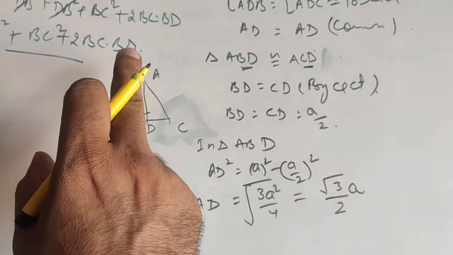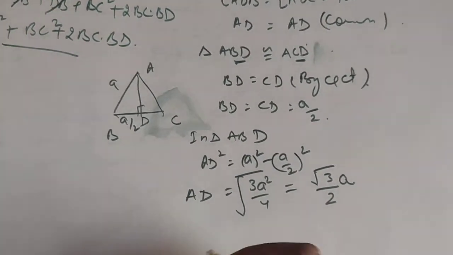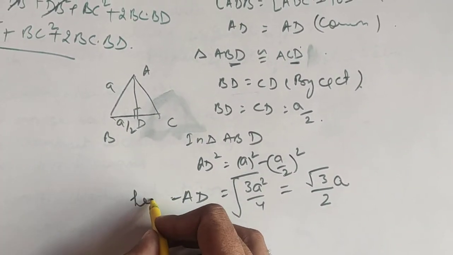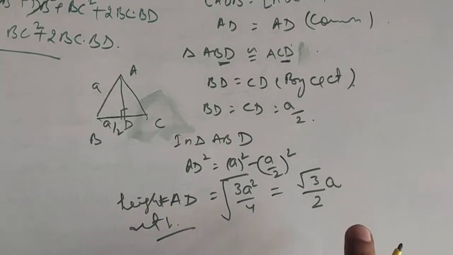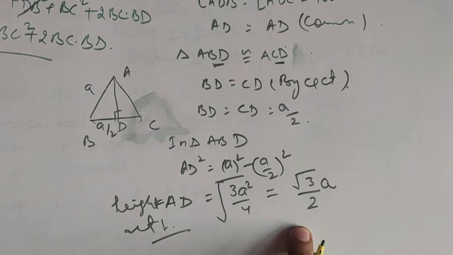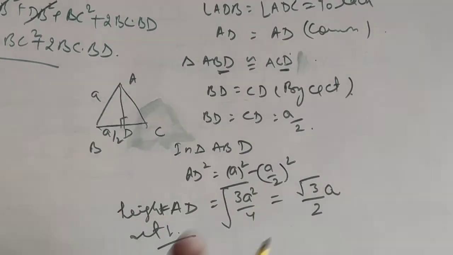So this is AD. AD is the perpendicular distance, so this is the height, or you can also say the altitude of this triangle. Altitude of this triangle will be root 3 by 2 into A. We have got this value.